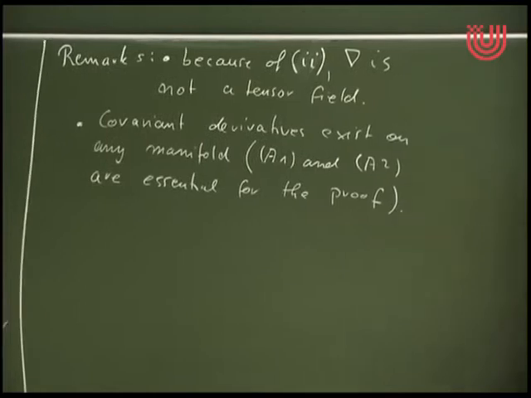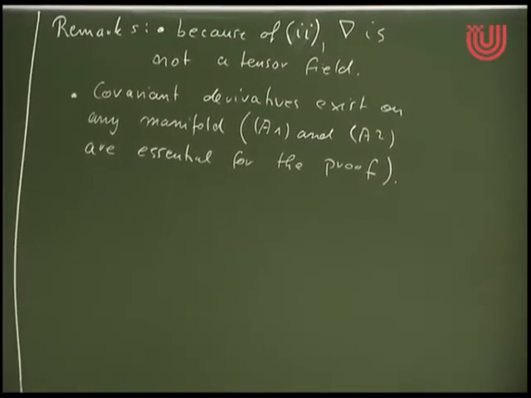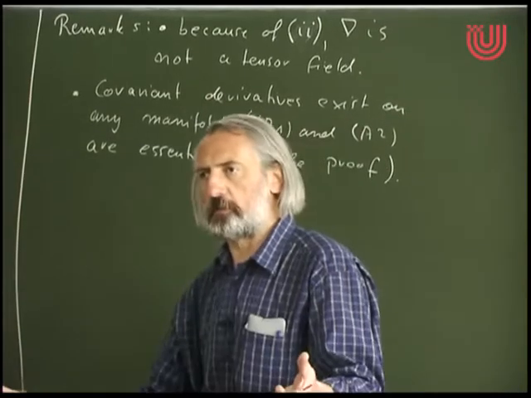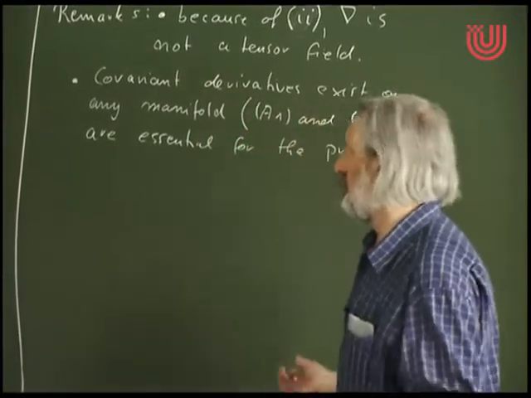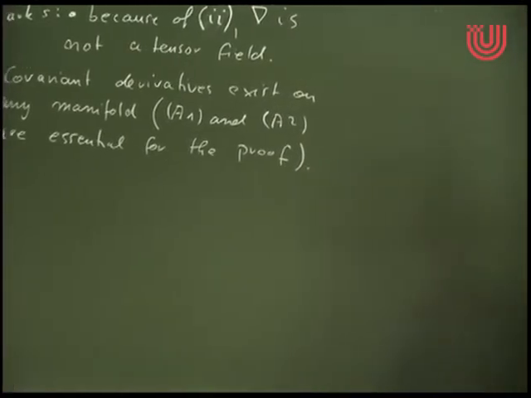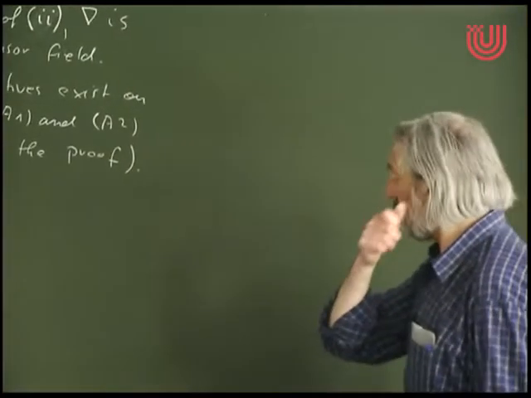So uniqueness is of course not satisfied. That's what I said. There's not a naturally given covariant derivative on a manifold. There are many, and it must be given from the outside as an extra structure.